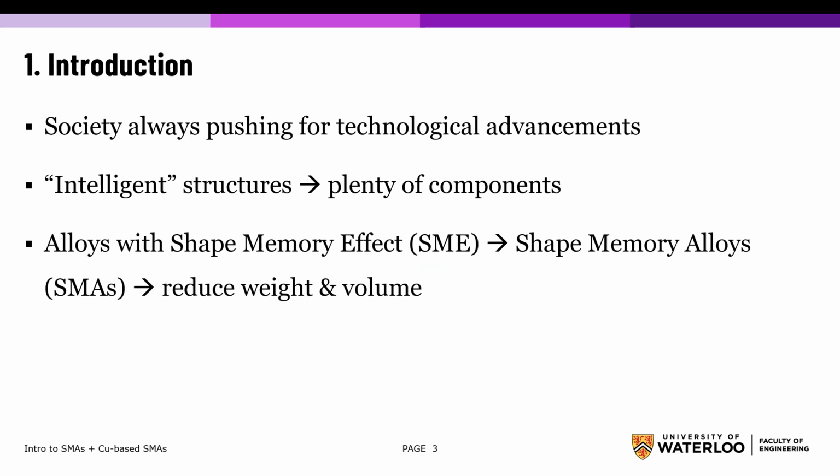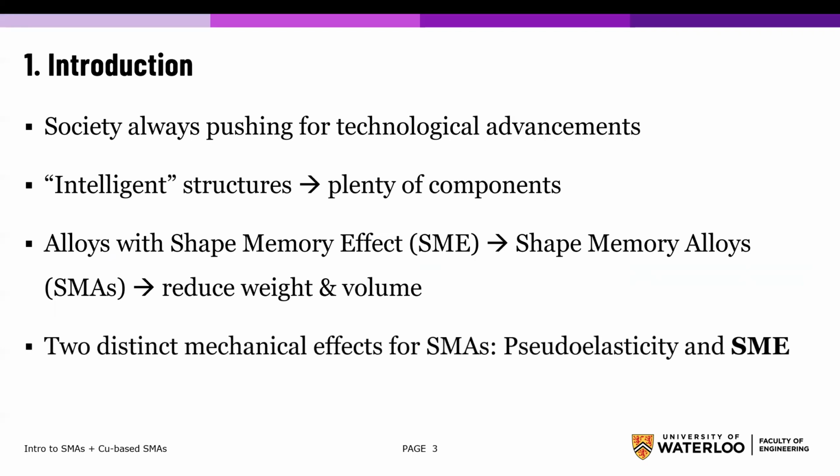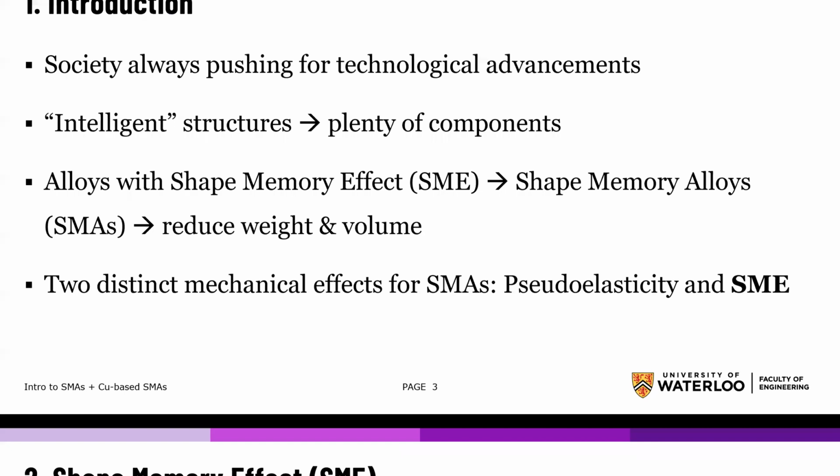These would be the perfect alternative to actuators since they weigh less and take up less volume compared to other components. The shape memory alloys have two distinct mechanical effects. One, the pseudoelasticity, also known as superelasticity, which is the ability to recover a large nonlinear strain when loading and unloading the alloy. And number two is the shape memory effect, abbreviated as SME, which is the ability of the alloy to recover its original shape after deformation. For this presentation, we'll focus on the shape memory effect.